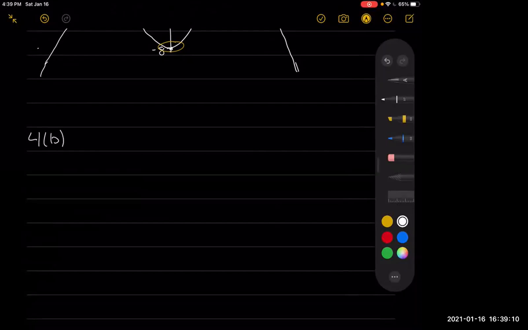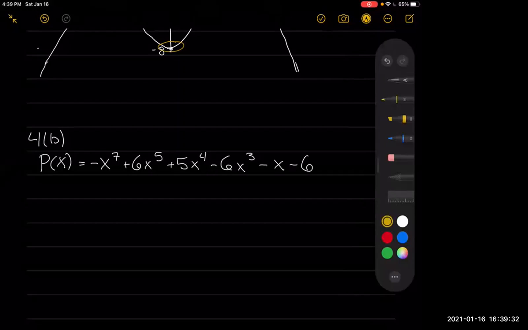In this one, we're using Descartes' rule of signs, and we're going to look at the number of variations. First, we're going to rewrite our polynomial. This is negative x to the 7th plus 6x to the 5th plus 5x to the 4th minus 6x cubed minus x minus 6. So in this case, we have a variation here and a variation here, because we have a negative to a positive, and then a positive to a positive to a negative to a negative, and then to a negative again. So we have two variations.